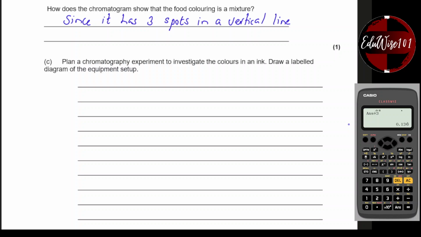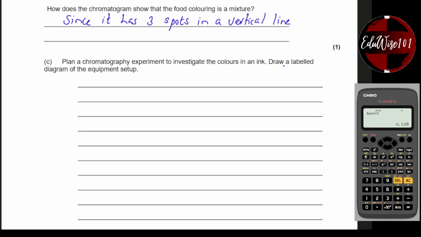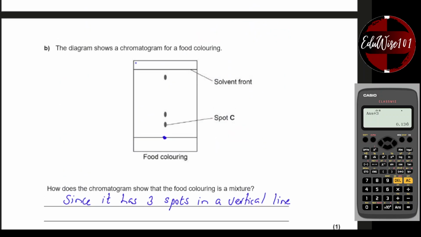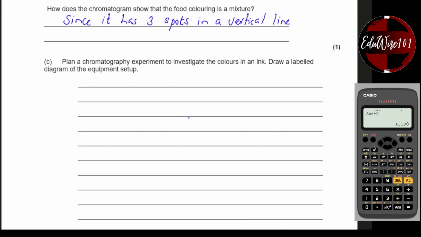Next part. Plan a chromatography experiment to investigate the colors in an ink. Draw a labelled diagram for the equipment setup. So I'm going to draw the labelled diagram. You can actually use this to help you to draw that. So you would have a filter paper, right, or the chromatography paper, and then you would draw a line in the pencil, right?